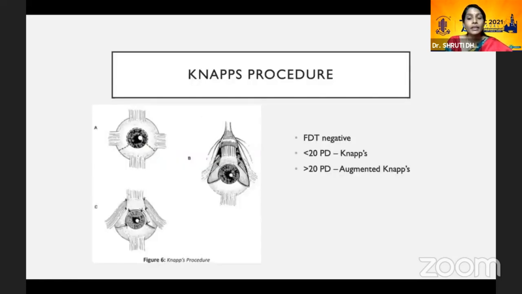About monocular elevation deficit, if the FDT is positive, it's imperative to do an inferior rectus recession first. But in the cases where the FDT is negative, we could plan for a NAPS procedure in the first stage itself. If there's less than 20 PDs, NAPS alone would work. If it's more than 20 PDs of hyper, then an augmented NAPS where we apply a Foster suture can be added.